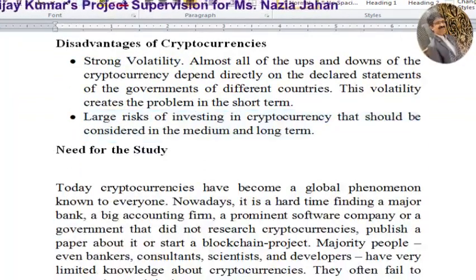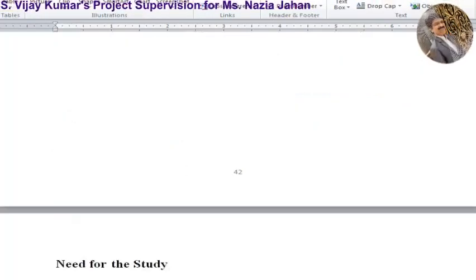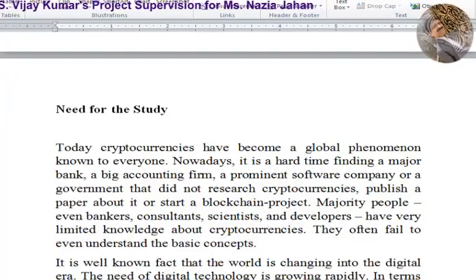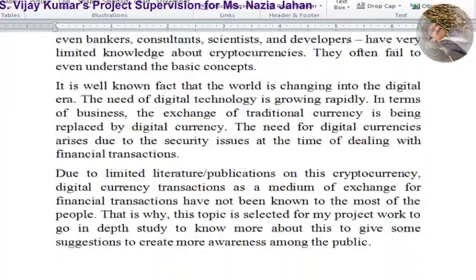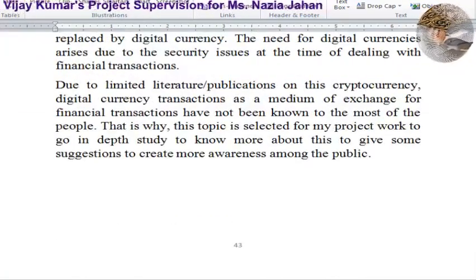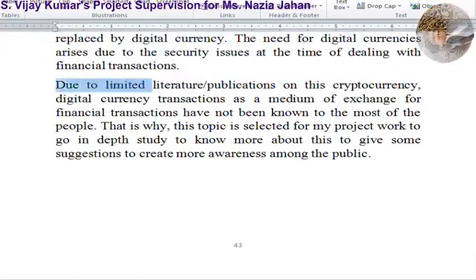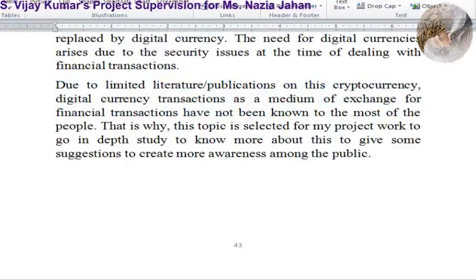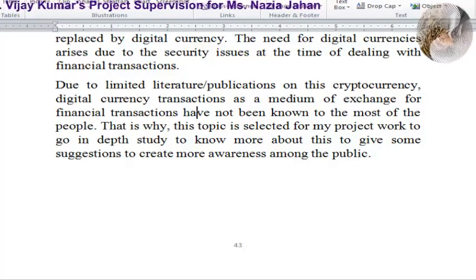Need for the study, start on a fresh page. Okay, start on a fresh page, always inform your friends also. It's a fresh page. All font 12. So much you have written. Who will study this much? Due to limited literature publication, you said so many are there. Exchange for financial have not been known to most of the people. That's why this topic is selected for my project.